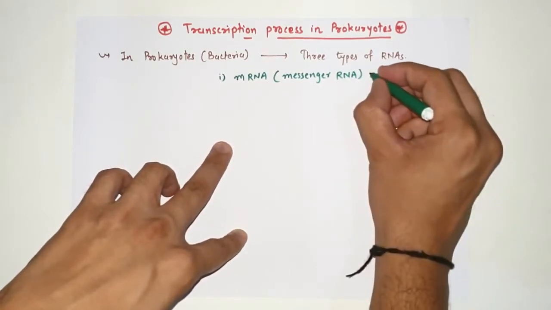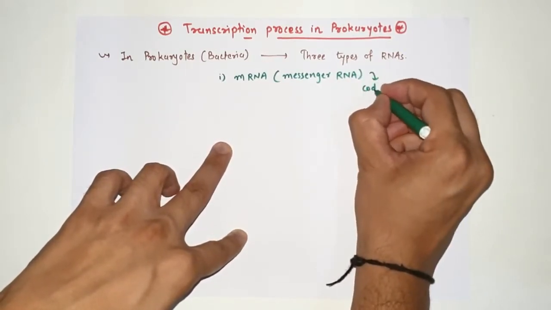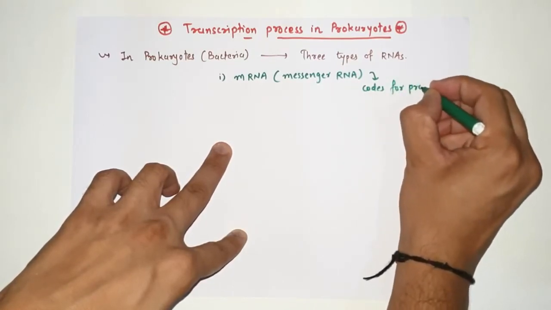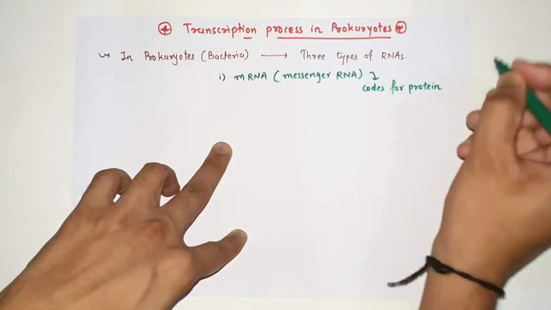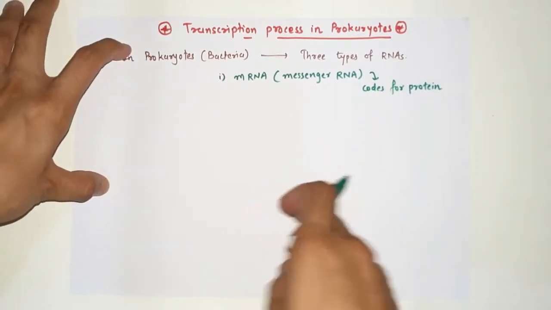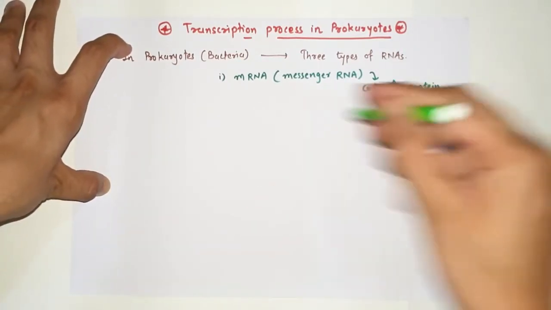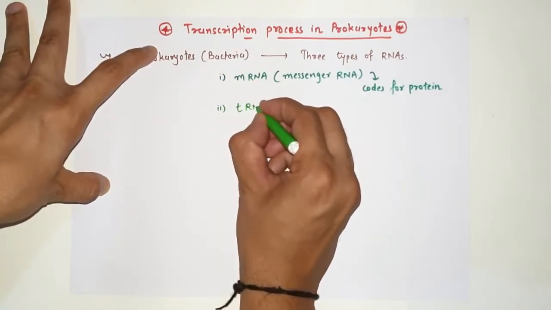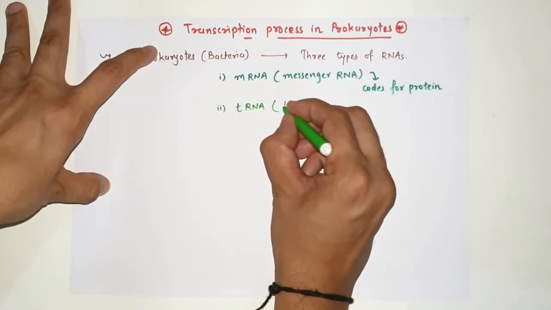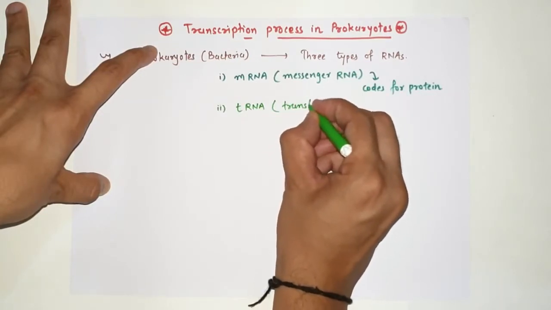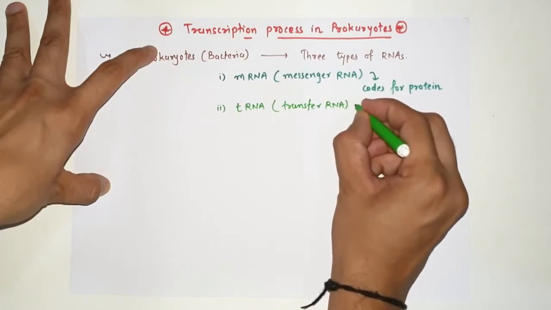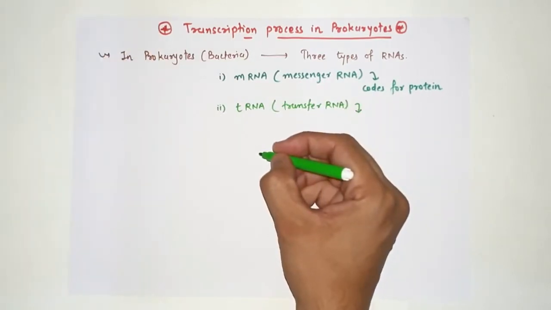And the messenger RNA mainly codes for protein, or we can say polypeptide. Right? The second type of RNA is known as tRNA, that is transfer RNA. Now the transfer RNA is mainly useful for translation process.